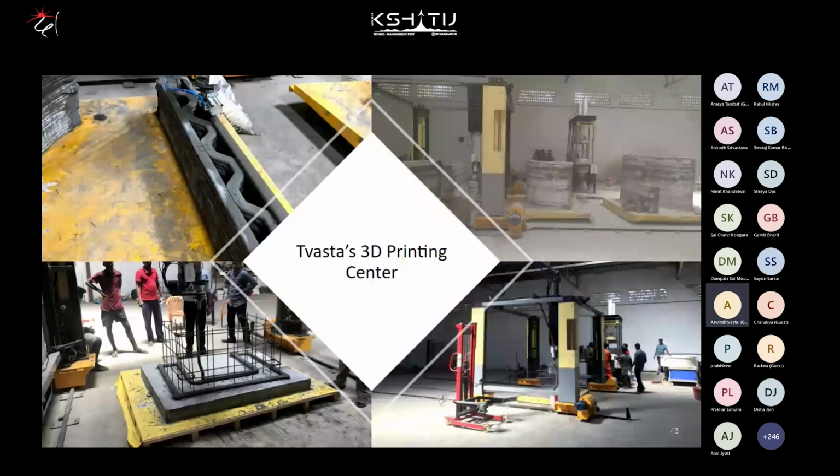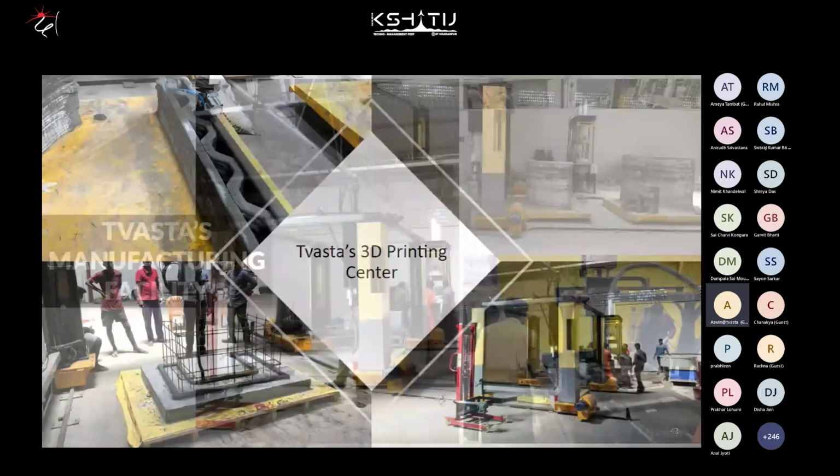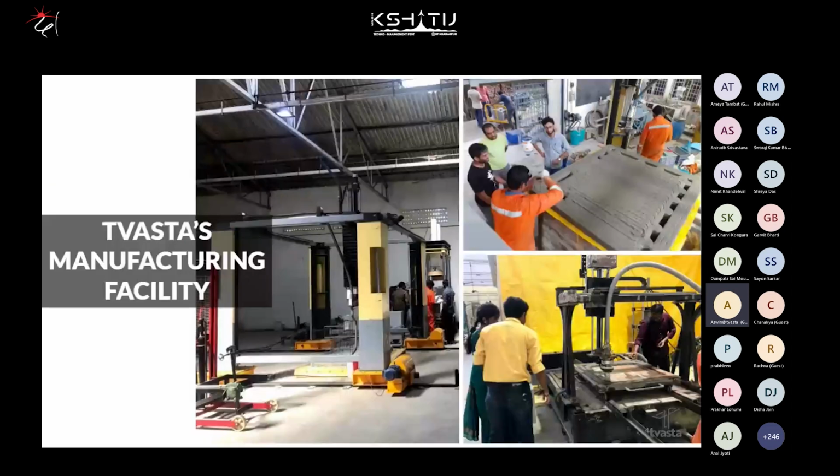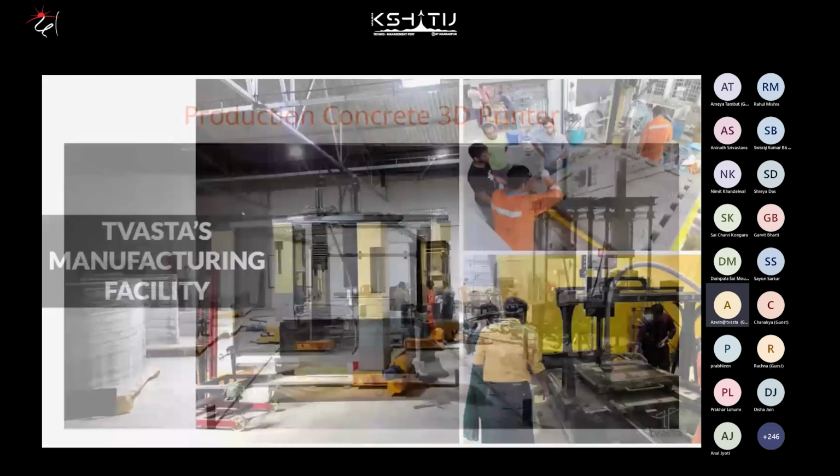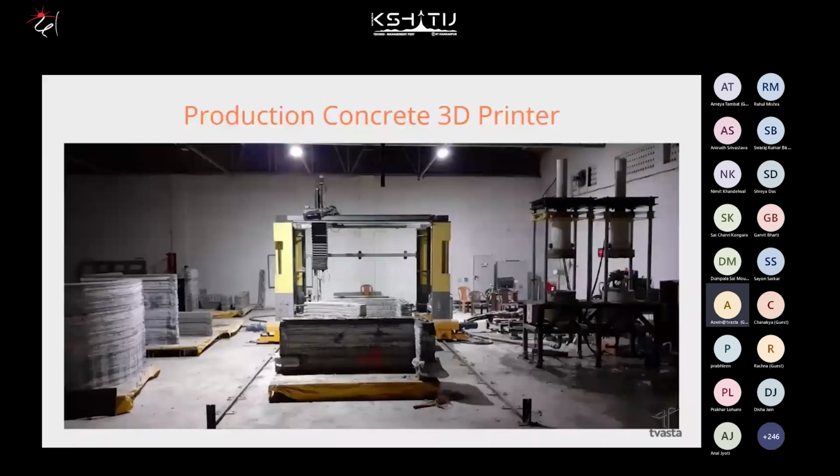This is our first facility in Perungudi, in Tamil Nadu. We started with a printer like this, and we evolved to the next stage. We upgraded to the next stage of printers on a day-by-day basis. This is our first version of production printer. Using this printer only, we constructed India's first 3D printed house. The modules over there are the India's first 3D printed house modules.